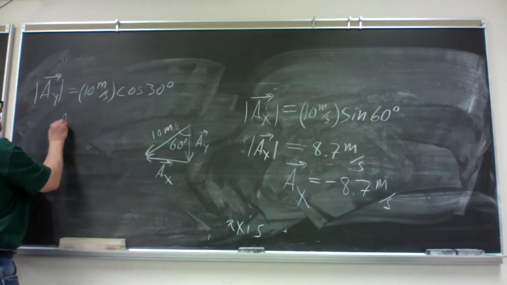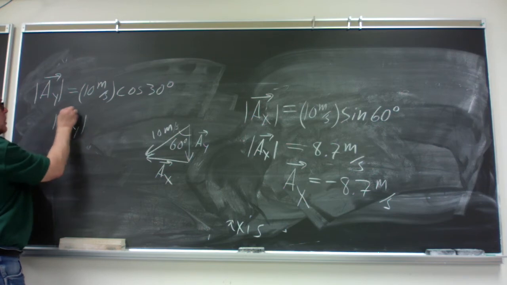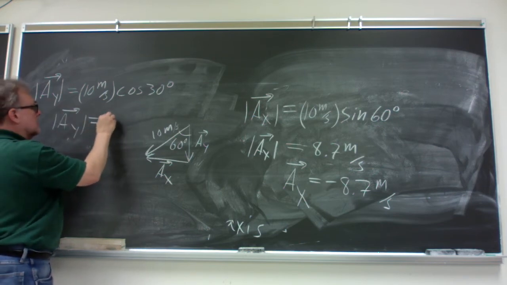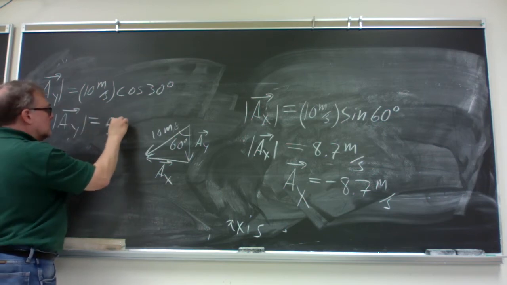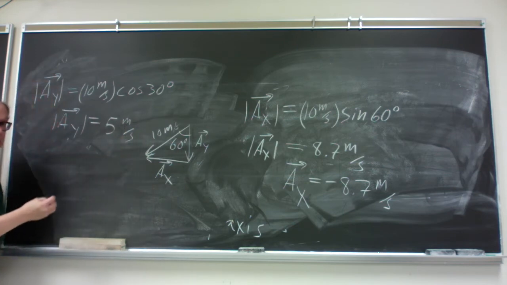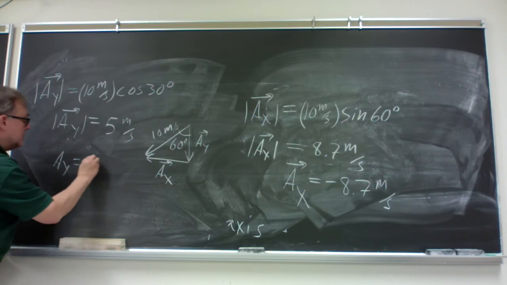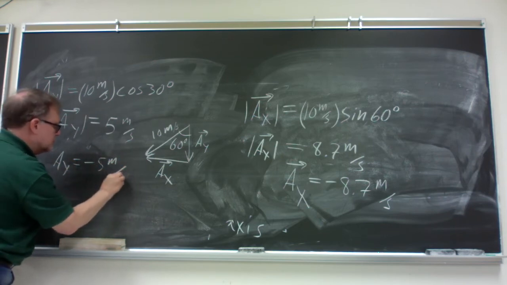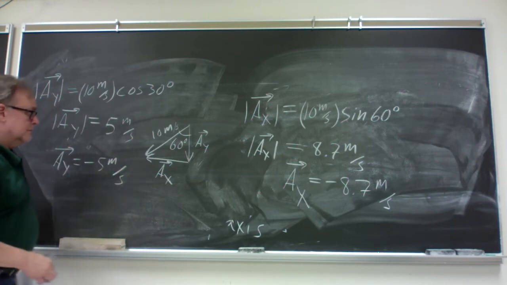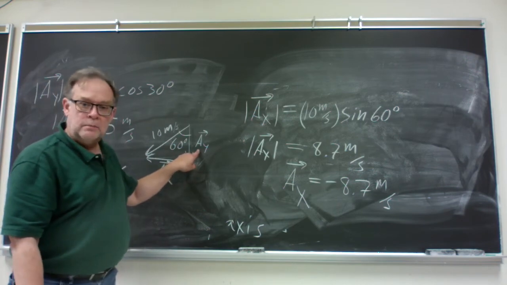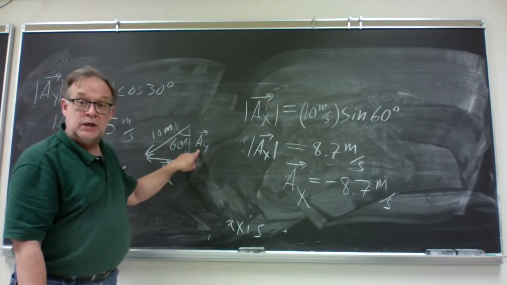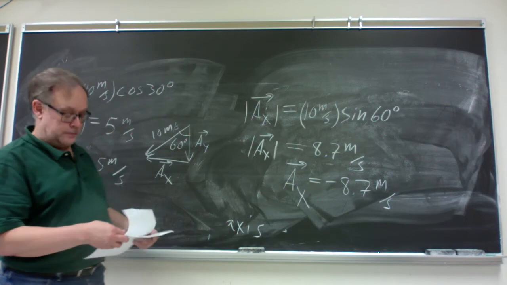So the magnitude of the y component is 5 meters per second, and then the actual value of the y component is minus 5 meters per second, because the y component vector itself is pointing in the negative y direction.